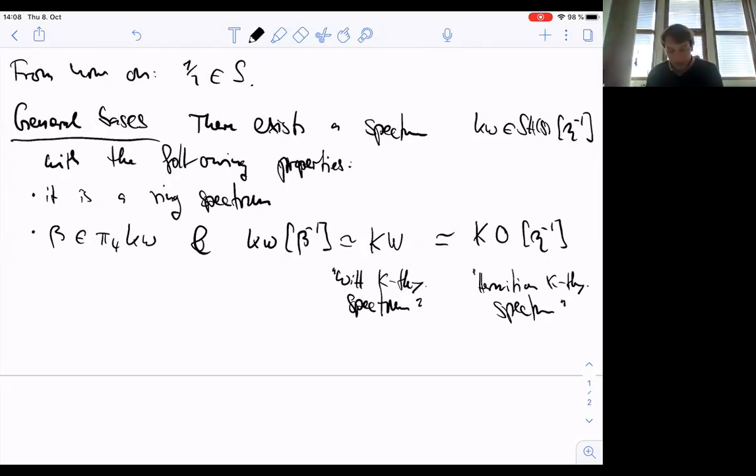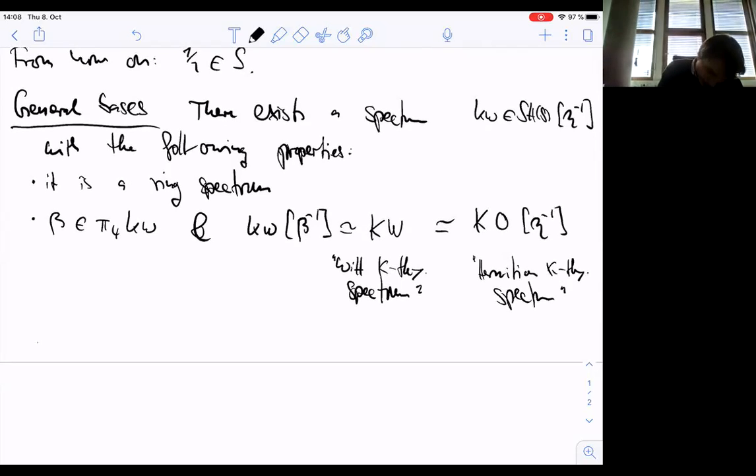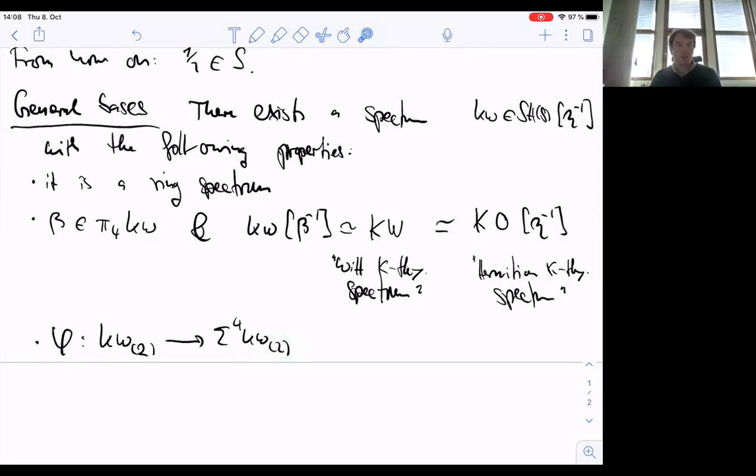Okay, so I'm telling you that there is this special spectrum KW, and I'm trying to get you sort of accustomed to what it does. So there's this one element. If you invert it, then you get something interesting. Then there's a very special map, which you call phi. It goes from KW localized at 2 to the fourfold suspension of the same guy. This localization at 2 means that you've inverted all the primes other than 2. Actually, it would be enough to invert just 3, but for symmetry reasons, it seems more natural to do this.